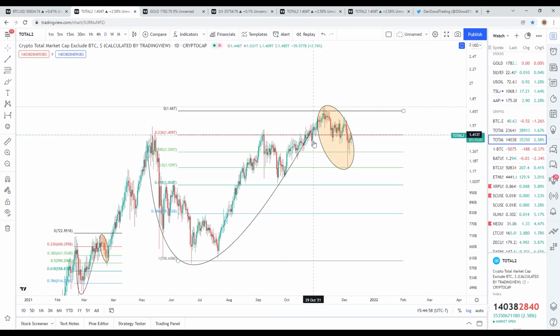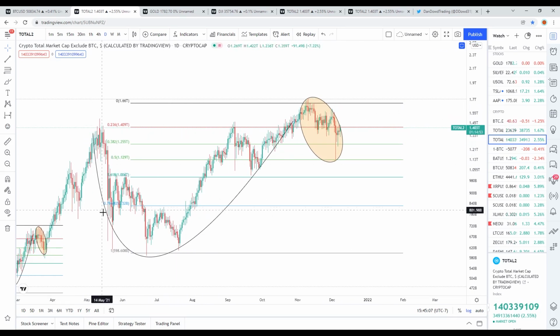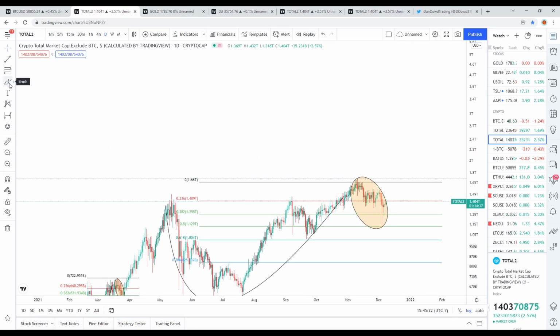The first thing I want to go over with you guys is the structure that I identified on the total altcoin market cap. And I see this little rounding bottom type structure. We had lower lows and lower highs on the way down and higher highs and higher lows on the way up. Now, if you guys are new to technical analysis, I'm going to show you guys what lower lows and lower highs are and higher highs and higher lows.